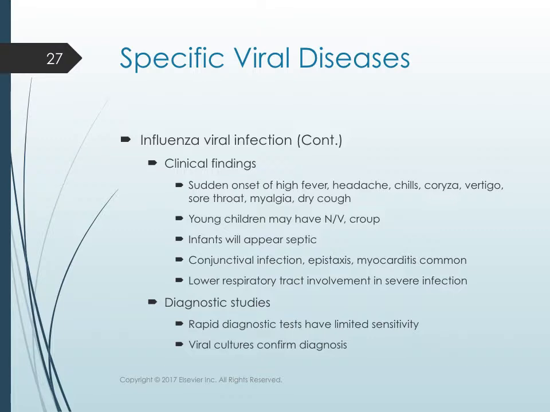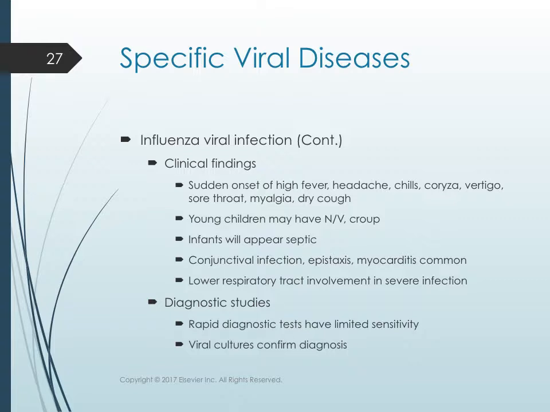Moving on to influenza, since we are coming upon the flu season. Influenza is a viral infection that tends to present with a sudden onset of high fever, headache, chills, coryza, vertigo, sore throat, myalgia, and dry cough. It's a fairly classic presentation and fairly sudden onset for a viral infection. Usually viral infections have more of an insidious onset, whereas bacterial infections have more of a sudden onset, but the flu tends to present in this way.